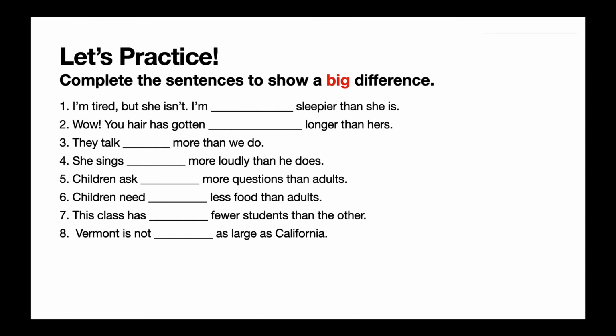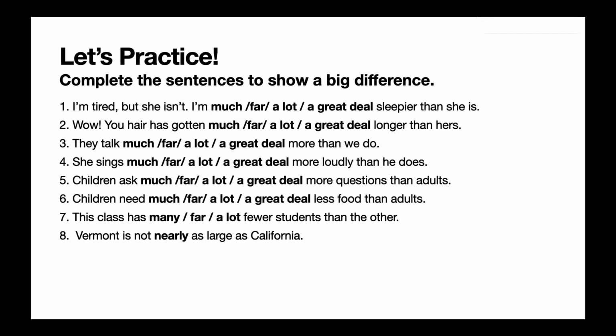Okay, so let's practice. So pause the video and complete these sentences to show a big difference in these comparatives. And then unpause the video to see the answers. Okay, to show a big difference, we would use much, far, a lot, or a great deal. So I'm tired, but she isn't. I'm much, or far, or a lot, or a great deal sleepier than she is. So we use these words because of the word sleepier, which is comparative. And the same is true with the second sentence, longer. This is not just long, the adjective, this is longer, the comparative.